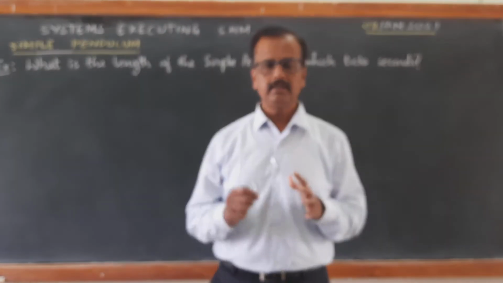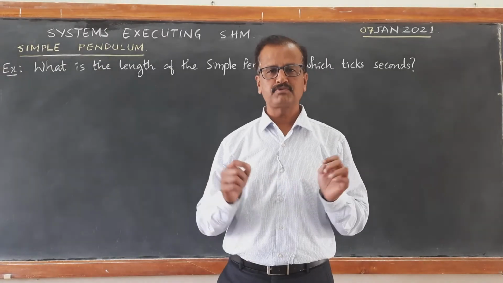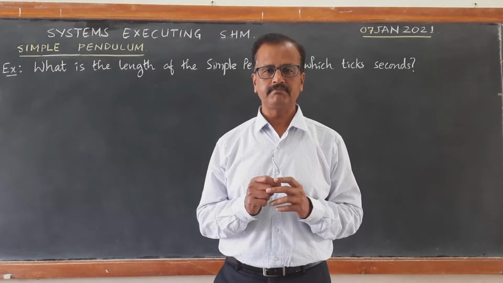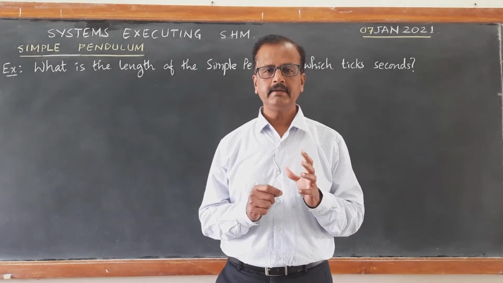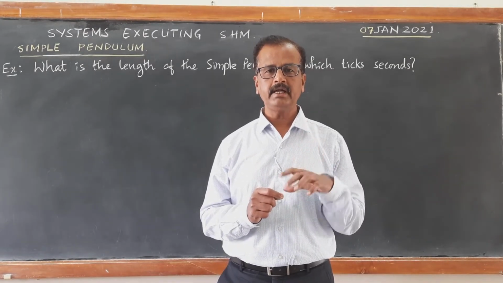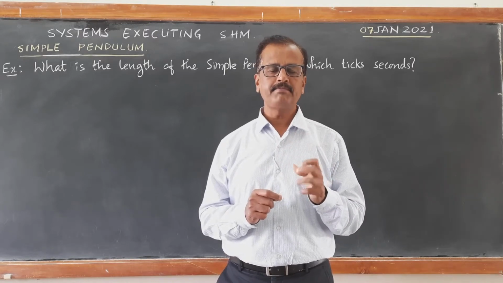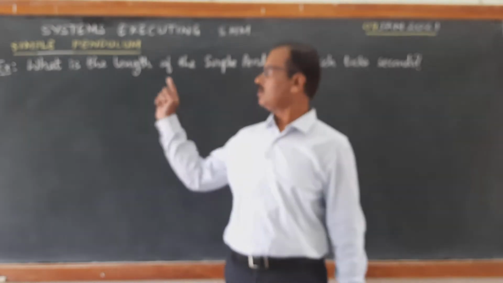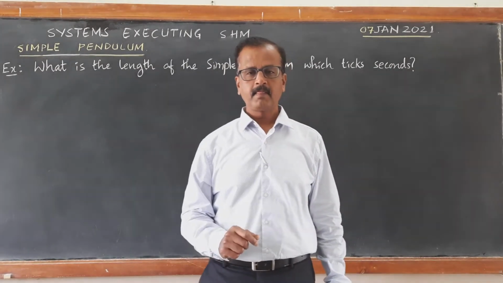Yesterday we derived the equation for the time period of oscillation of a simple pendulum. We proved that when the pendulum oscillates for small displacements, it undergoes simple harmonic motion, and then we calculated the angular frequency and the time period of oscillation. Now let us see one simple example on simple pendulum.